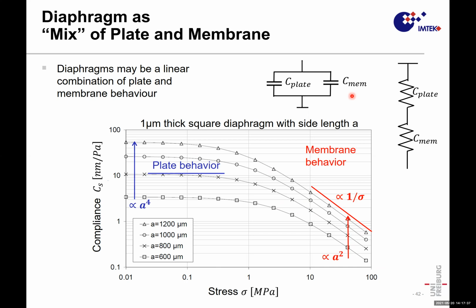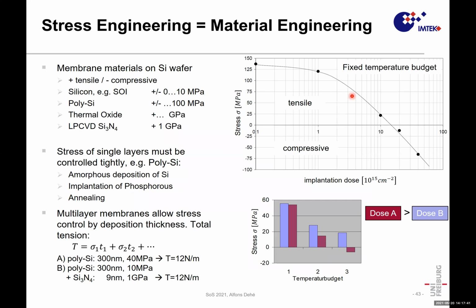Yeah, this is the situation of membranes and plates. I have here some examples. How do we fabricate such a diaphragm? We can use all these different materials that we have in the fab. We have silicon, polysilicon, oxides, nitrides, and just from the fabrication, we know the different levels of stress. LPCVD nitride has 1 gigapascal of stress.